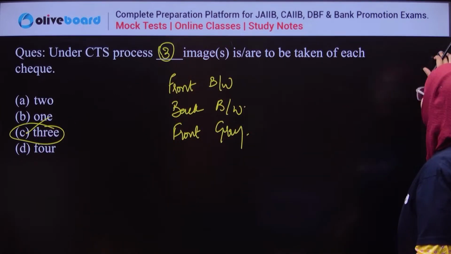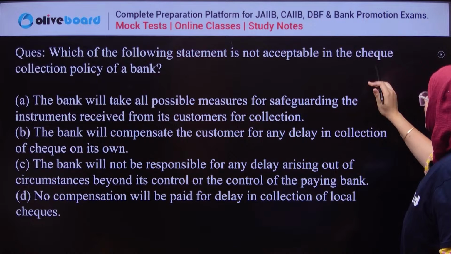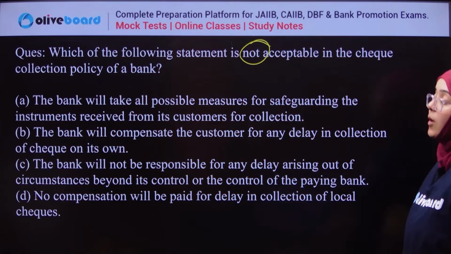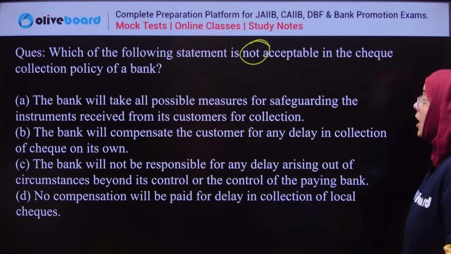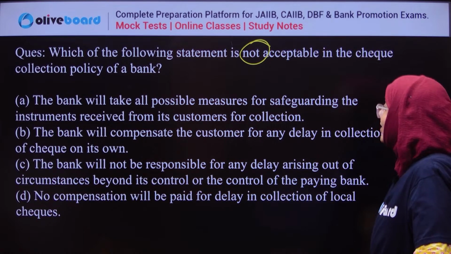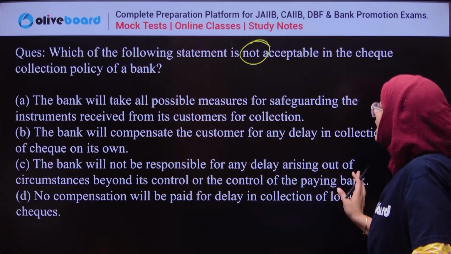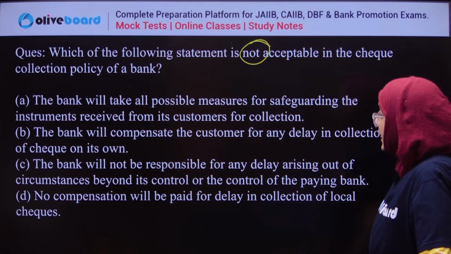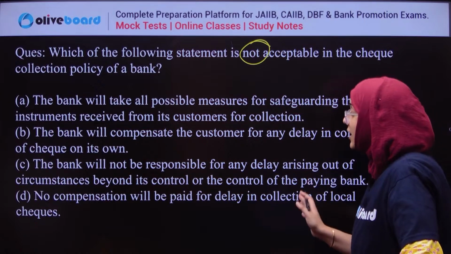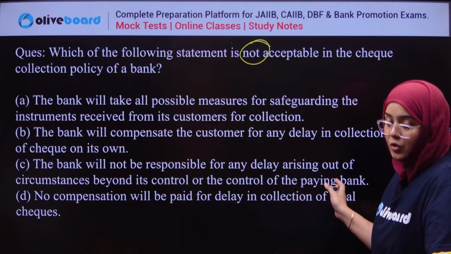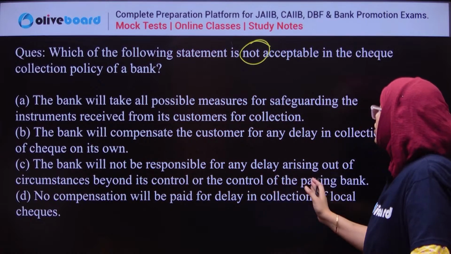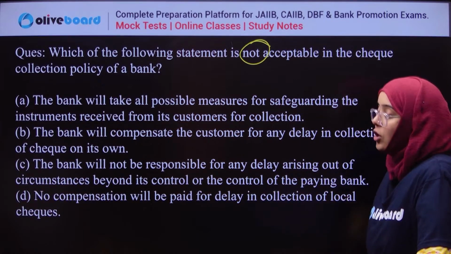Good. Okay, next. Which of the following statements is not acceptable in the check collection policy of a bank? First, the bank will take all possible measures for safeguarding the instrument received from the customer. The bank will compensate the customer for any delay. The bank will not be responsible for any delay arising out of circumstances that are beyond the control of the paying bank. Last, no compensation will be paid for the delay in the collection of local checks.